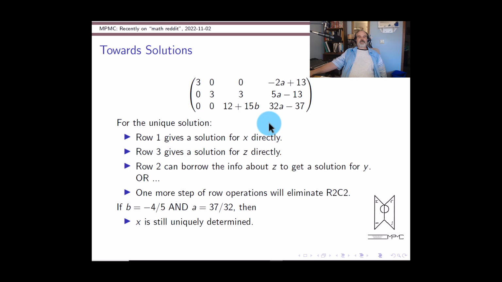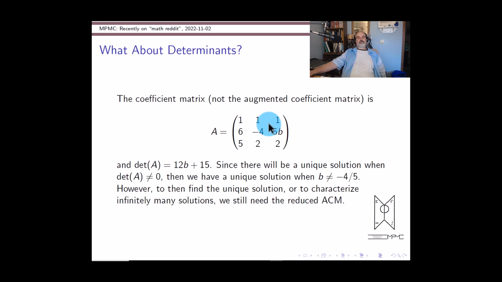Now, when you're solving systems of equations, determinants can also be a tool to do this. So if we went back to the very beginning and just built a regular coefficient matrix, its determinant would be 12b plus 15, and you may know that you will have a unique solution when the determinant isn't 0. And so for a unique solution, we would need b to not be negative 4/5. Now, we also discovered that in the other method. And you might say, well, this is so much quicker. Why don't we just do this?